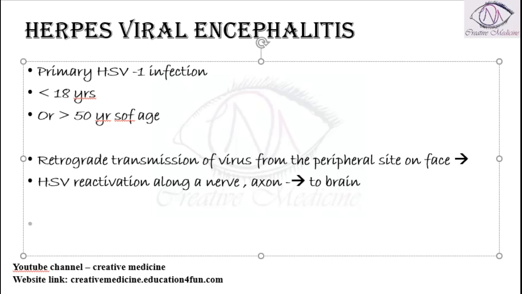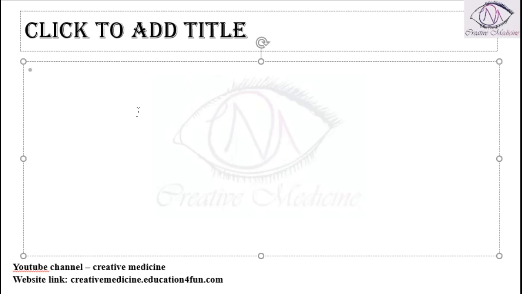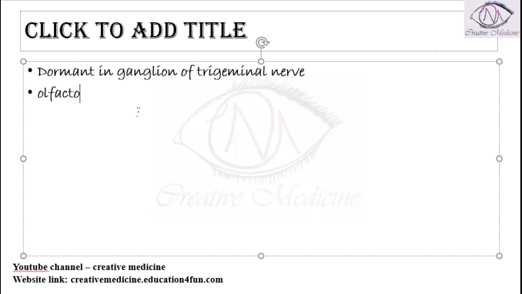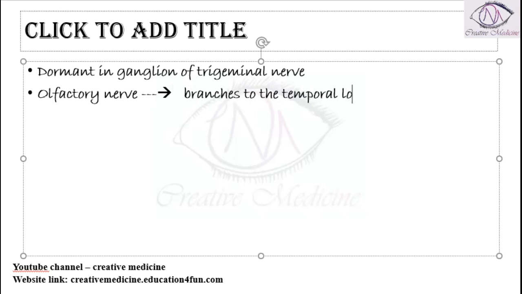Sometimes the herpes simplex virus might also remain dormant in the ganglion of the trigeminal nerve. And sometimes in herpes simplex virus, the olfactory nerve may also be involved. If the olfactory nerve is involved, it will send branches to the temporal lobe of the brain.